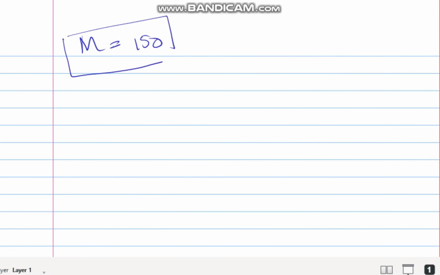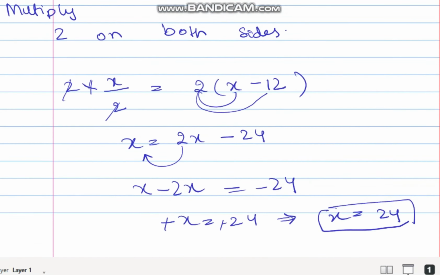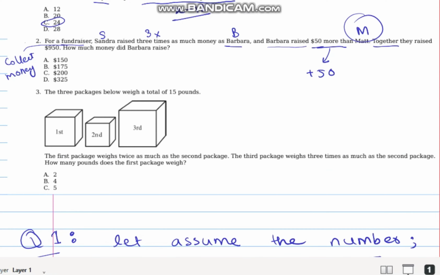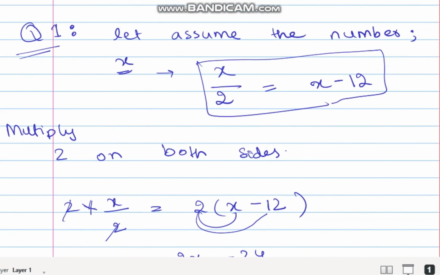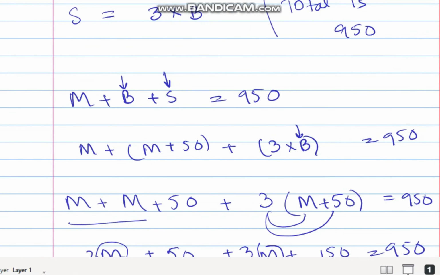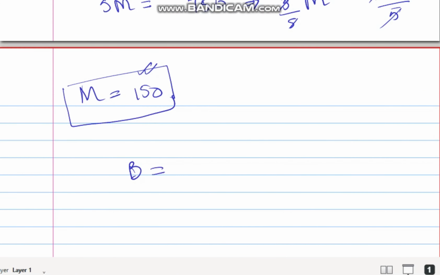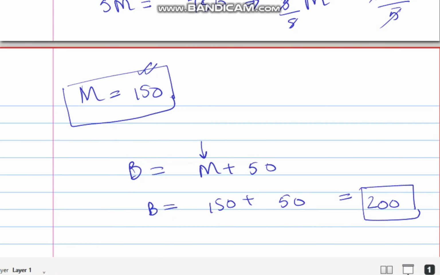Now I have found the variable. Let me move to the question. What does the question ask from me? It asks for the money of Barbara. We know that Barbara's money is M plus 50. We know M, so putting it here, it will be 150 plus 50, and I will get 200. So the answer will be 200. This is the answer.